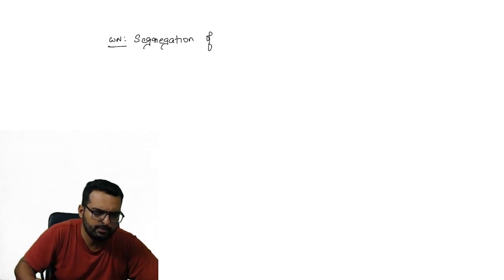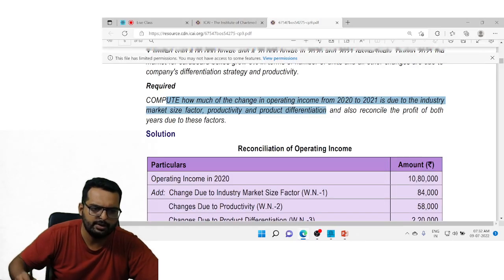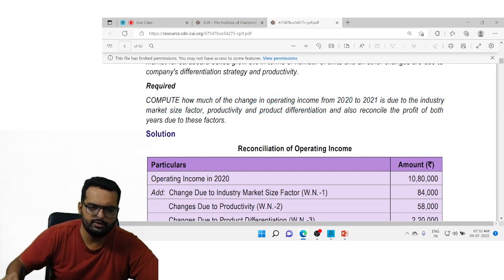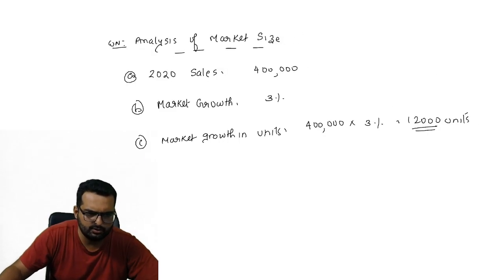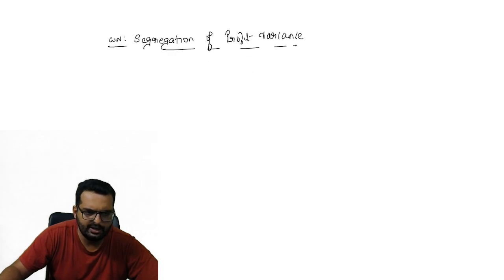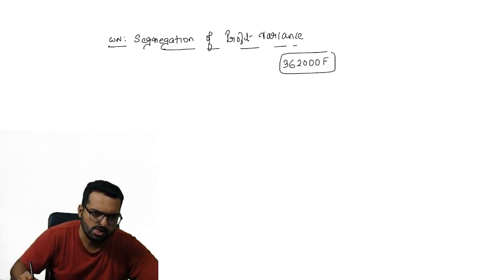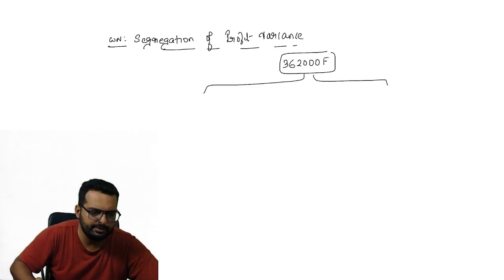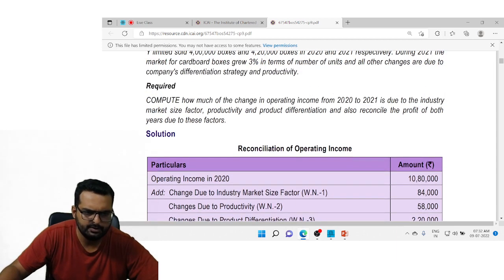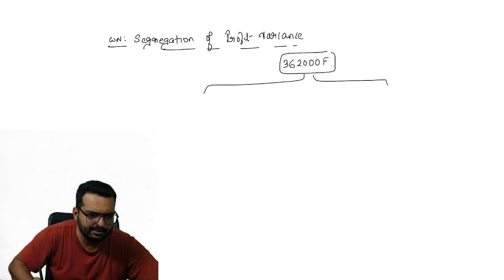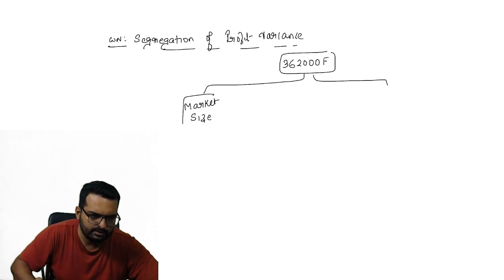Segregation of profit variance. Here, what is the total variance? 3,62,000 favorable is the total variance, right? They want this variance in three parts. What are the three parts they have told? Due to market size. That is the first one.